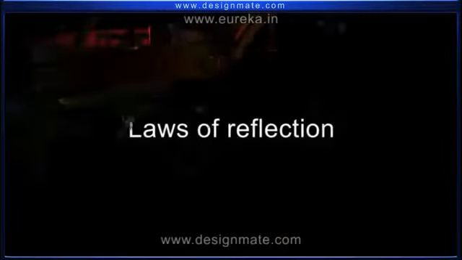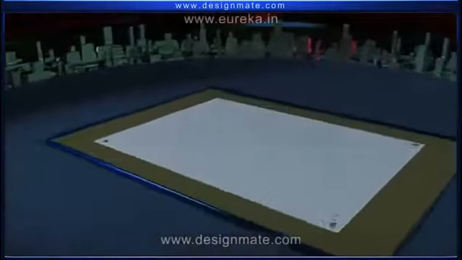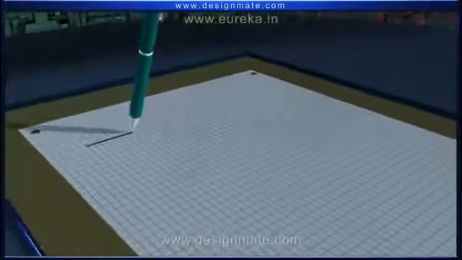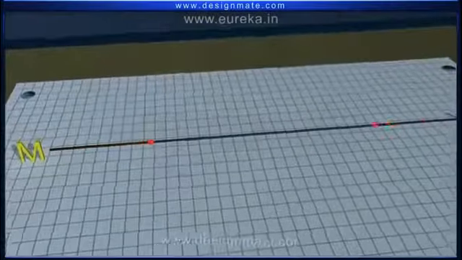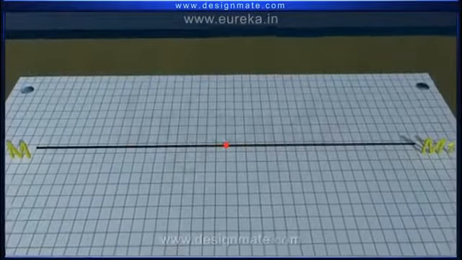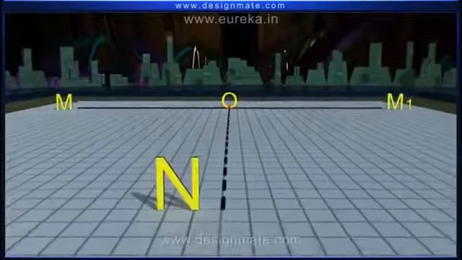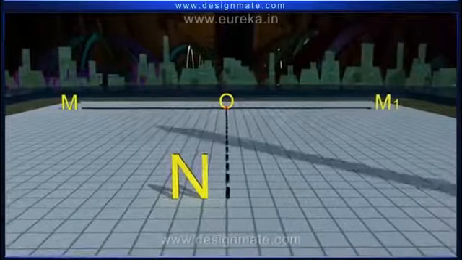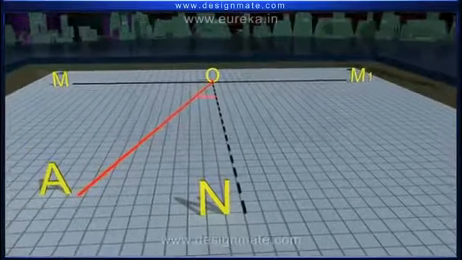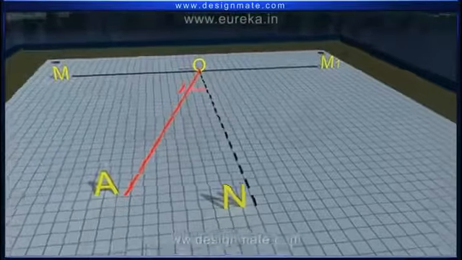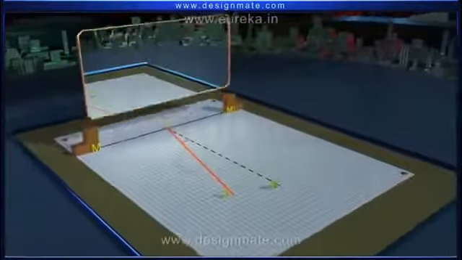Laws of reflection. Fix a white sheet of paper on a drawing board with the help of pins. Draw a line MM1 on the sheet of paper. In the center of the line MM1, take a point O. Draw a normal ON to line MM1 at point O. Now draw an incident ray, AO, making an angle to ON. Now, with the help of a stand, place vertically a smooth plane mirror on line MM1.